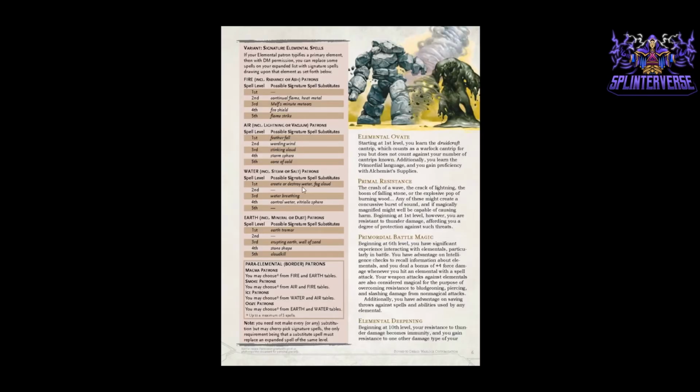And then they've got a variant where you have signature elemental spells. So if your patron typifies a particular element, then you can replace some of the spells with particular ones. So you can see there's more wind-focused ones for the air and water-focused ones for water, etc. And then there's the border patrons, so para-elementals, where you can choose from 2 tables and mix it up. So lots of options, lots of different directions to go.